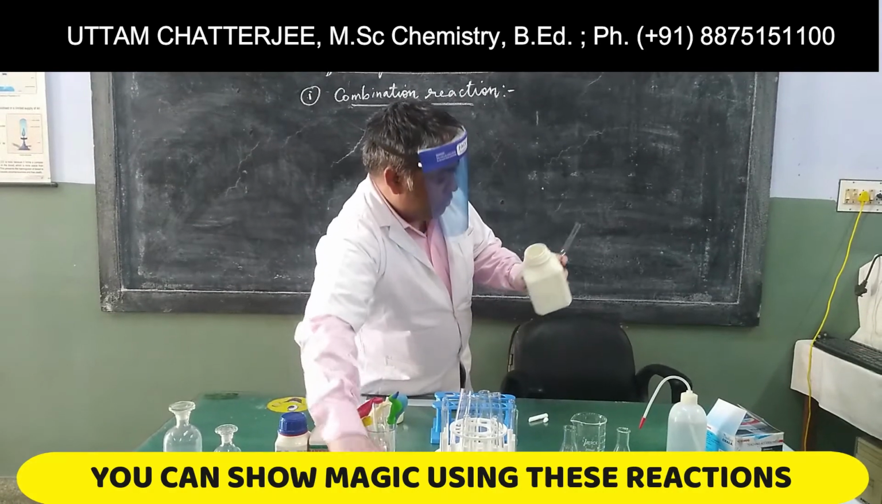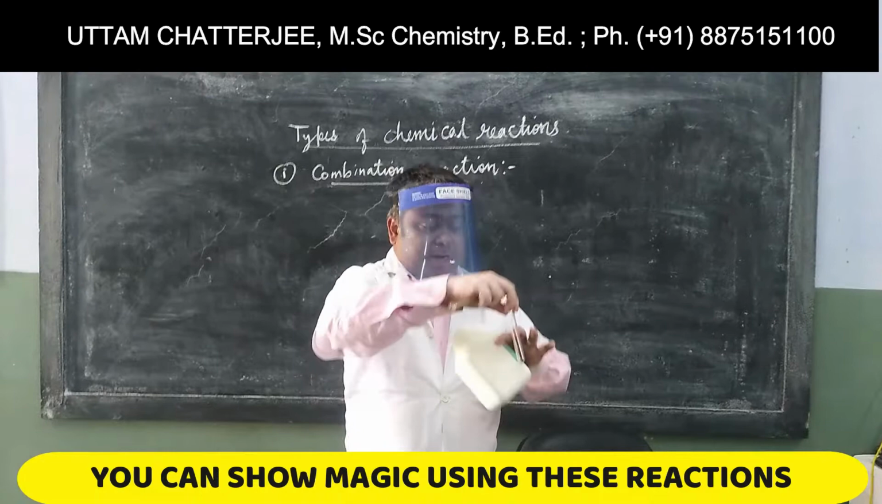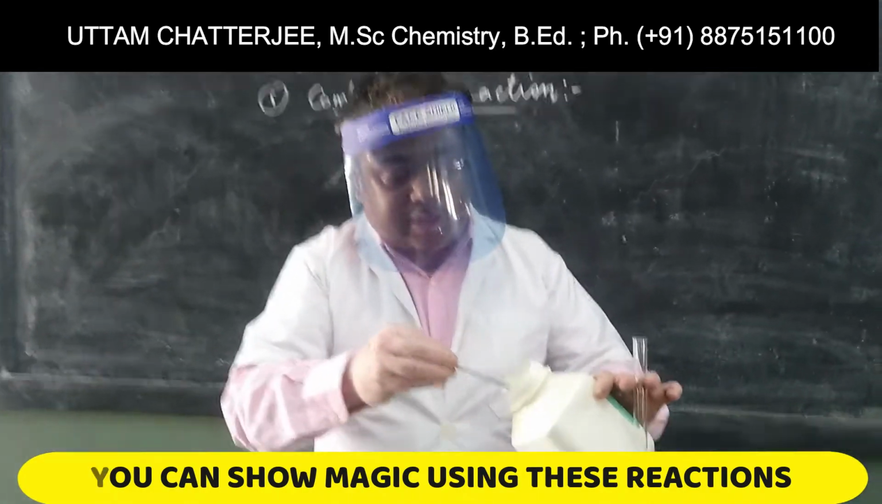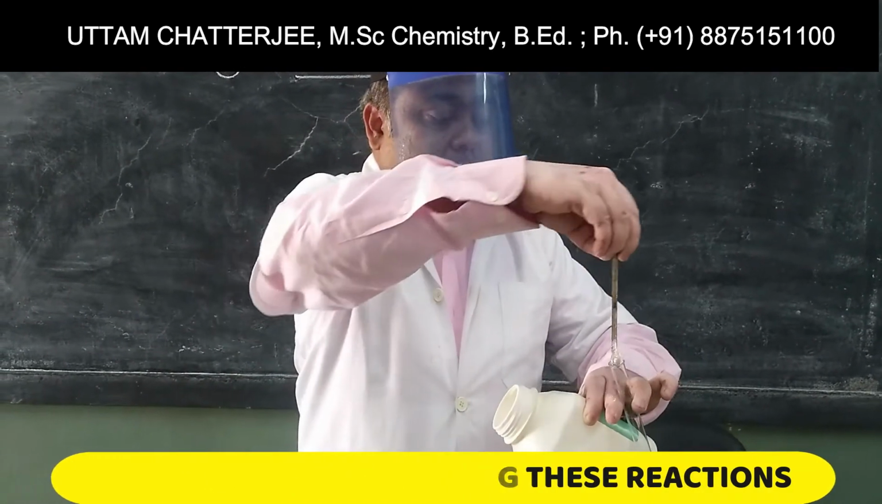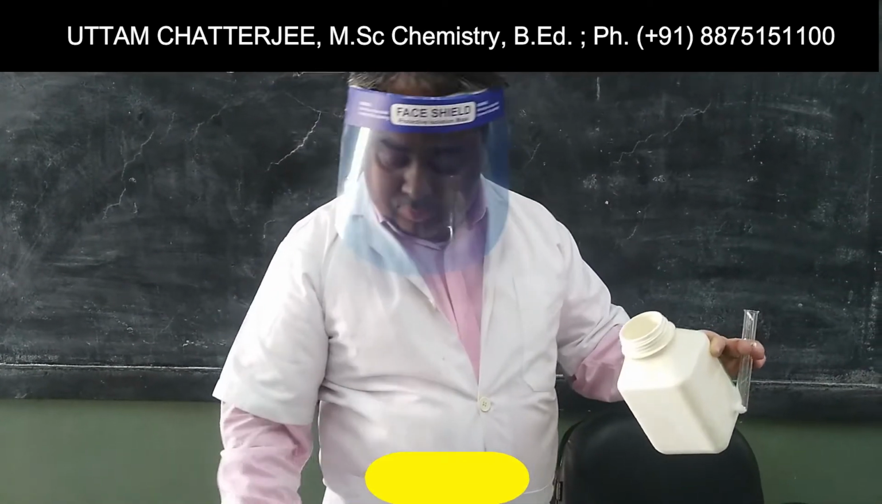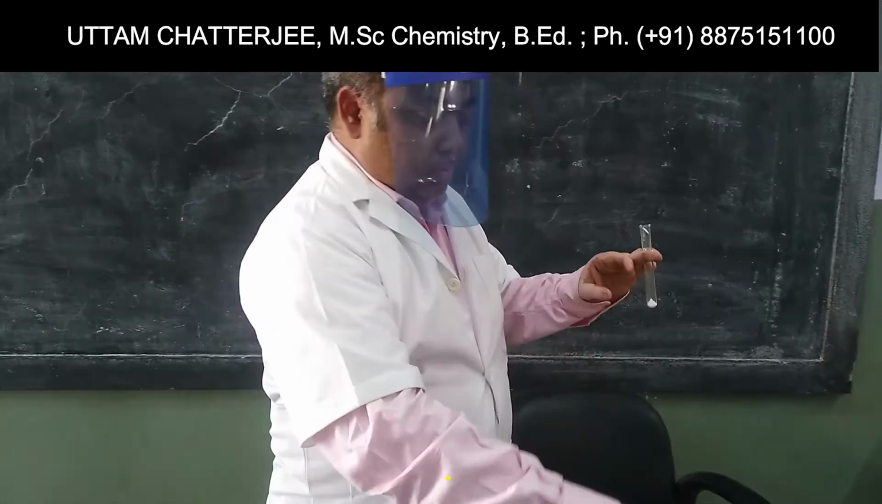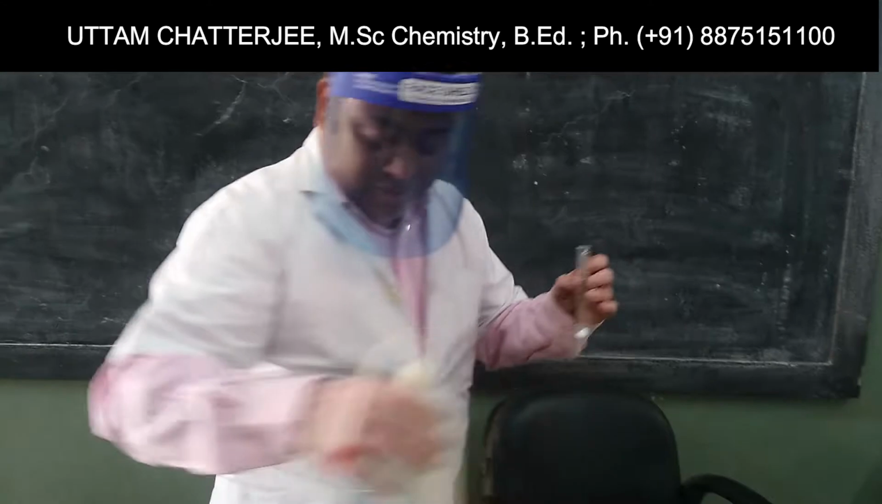from this jar using a spatula in a test tube. This is calcium oxide. So I have taken calcium oxide here. This is quicklime, or CaO. In this, I will put water.